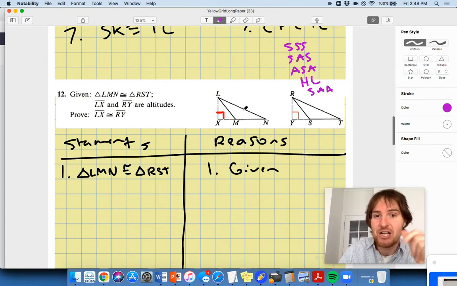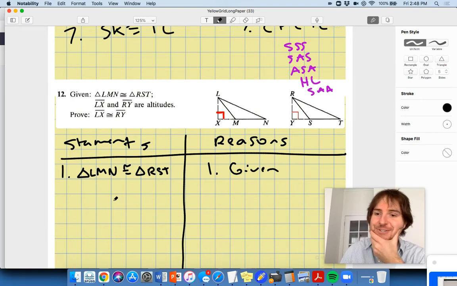We potentially do HL because we have some right triangles. Remember, HL means hypotenuse leg. So if we can get LN and RT congruent to one another, and just one of these other legs here, perfect. We've got the whole thing proven. We're good to go. So let's take a look at this and see whether it's HL or maybe something else. What are some triangles I can prove are congruent right away?